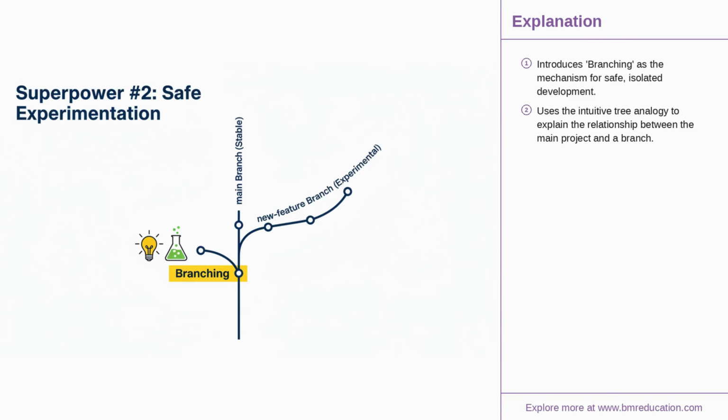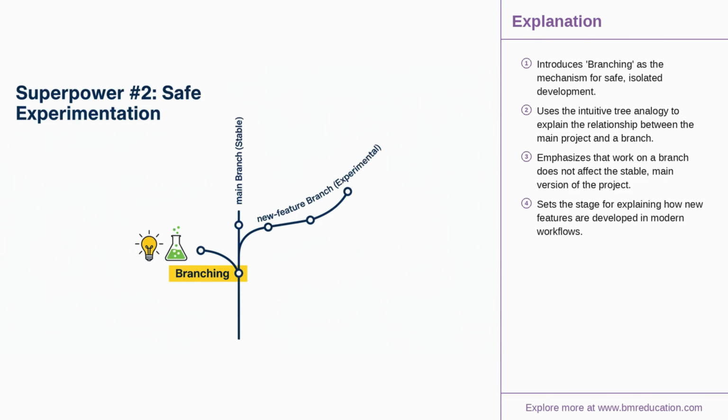The second superpower is safe experimentation, made possible by a concept called branching. Imagine your project's main history as the trunk of a tree. When you want to try out a new feature or fix a complex bug, you can create a new branch to work on. This gives you an isolated copy of the project where you can experiment freely.